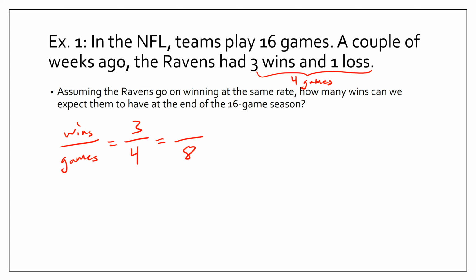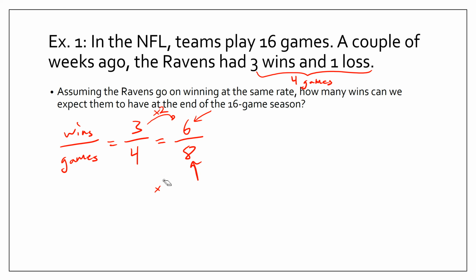If they've played twice as many games, wouldn't you expect them to have won twice as many? Like if they're winning at the same rate, if they've played 8 now, wouldn't you expect them to have won 6? Because they've played double the games, shouldn't they have double the wins? So here's the nice thing about ratios. They work like fractions. I can scale them up, I can reduce them down. As long as I'm multiplying the top and the bottom by the same thing, I'm good to go.